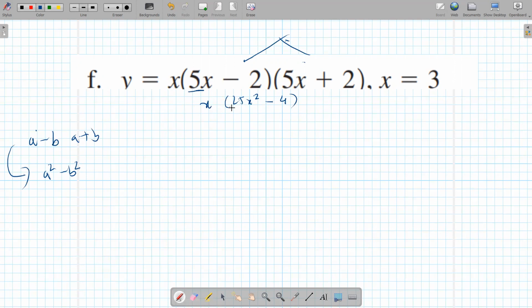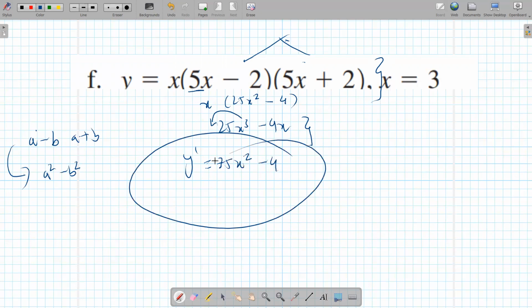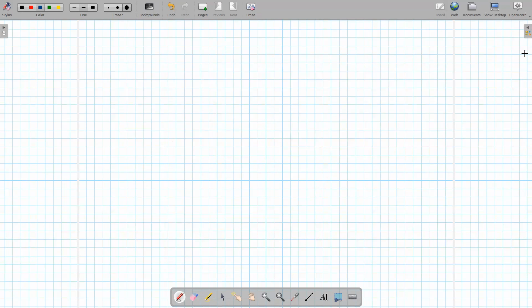And actually, you can now even throw this in there, which will make things even easier, because this is way easier to differentiate than this one. So what we did was we just cleaned it up using some rules that we've learned before to make our life a little bit easier. What's the derivative of 25x cubed minus 4x? You're going to bring the 3 down. So it'll be 75x squared minus 4. And you're done. 25 times 3 is 75.